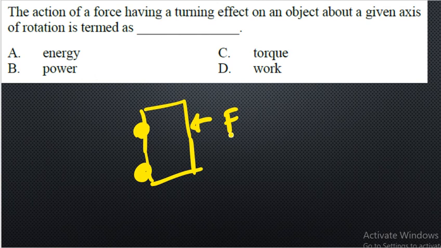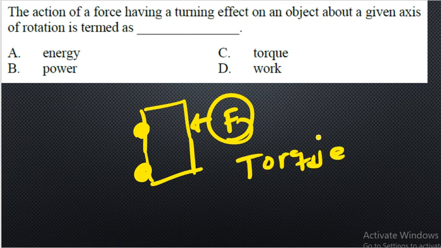This movement, because of the force, there is a rotation. That's said to be torque. So the definition of torque is the action of a force having a turning effect about the fixed axis, we call it torque. So the answer will be C. It's just a direct definition.